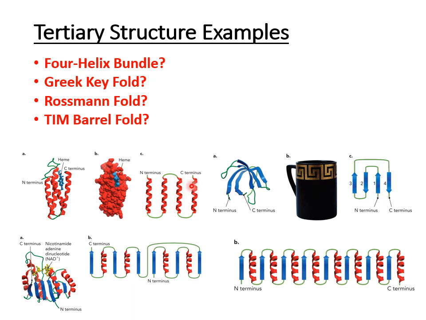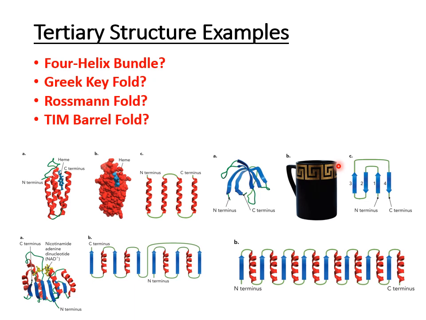The second one is a Greek key fold, which you see over here. All of these are representing the Greek key fold. That now will consist of four or more beta strands, and they're linked together to form a beta sheet structure. But again, this one now is only beta sheets. So the first one is only alpha helices. This one is only beta strands.